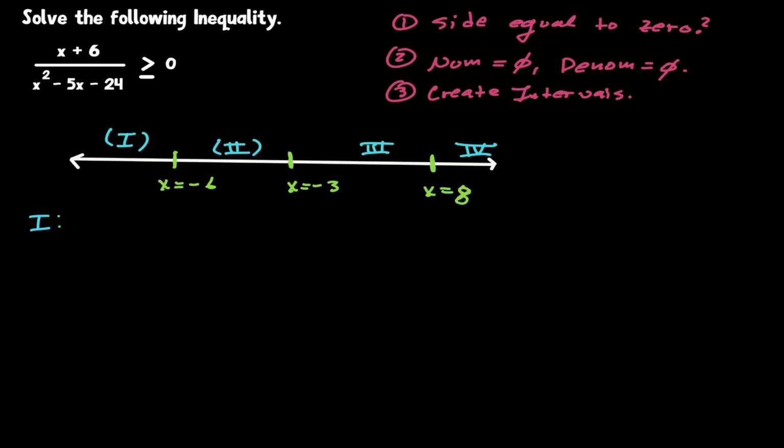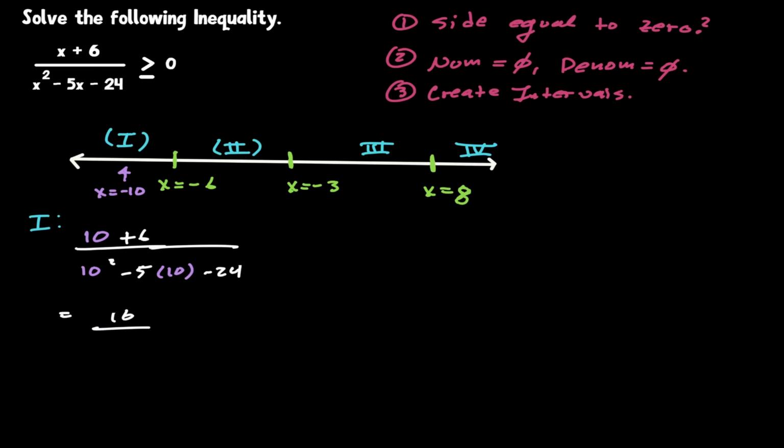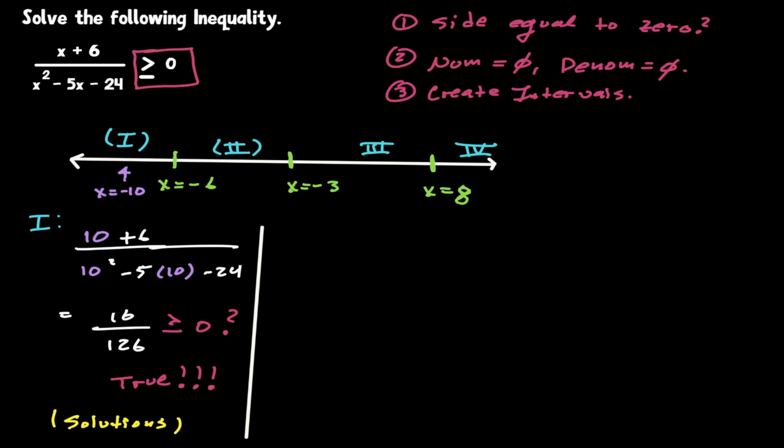For the first interval, choose any value that is less than -6. I'm going to choose -10. So let's plug it into our rational function. The numerator is going to be 16 and the denominator is going to give us 126. Now let's ask ourselves one question: is the result that we obtain greater than or equal to 0? In this case, it is true. Because it's true, we know that we are going to get solutions in this interval. So let me highlight that interval.